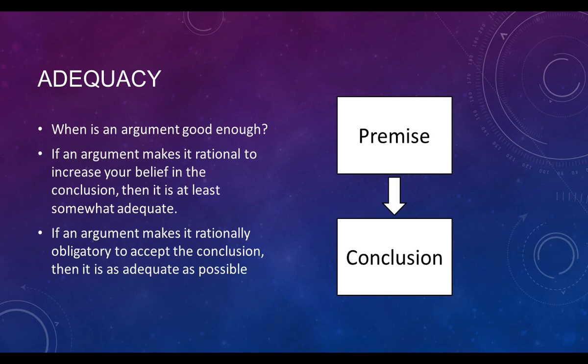And you should immediately ask yourself, okay, good enough for what? If an argument makes it rational to increase your belief in the conclusion, then it doesn't have zero adequacy, it has more than zero adequacy, at least a little bit. If an argument makes it rationally obligatory to accept the conclusion, that is, if a rational person could not help but accept the conclusion because they're rational, then it's as adequate as it can possibly be. That's kind of like a maximum level of adequacy, where you're certain of the truth of the premises, and the premises lead deductively to the conclusion.